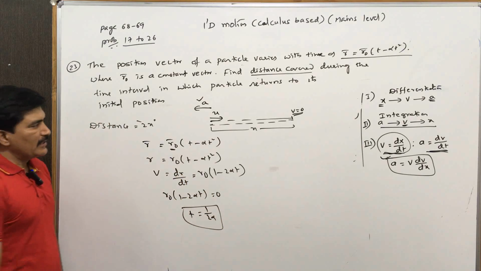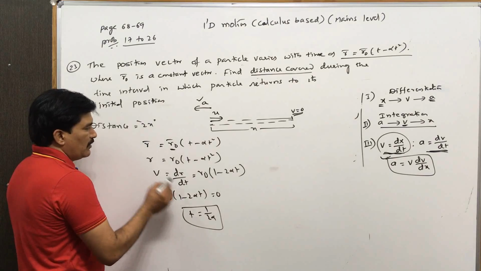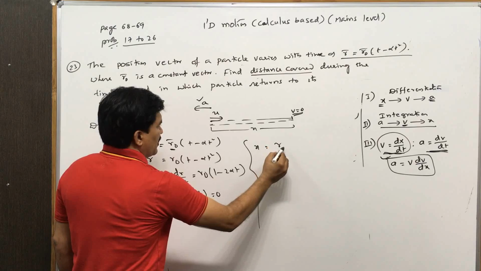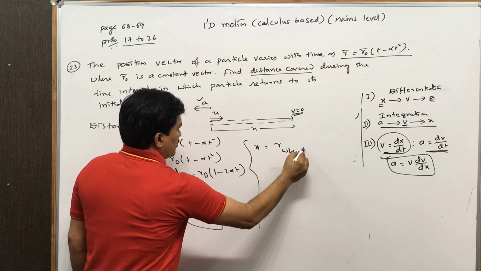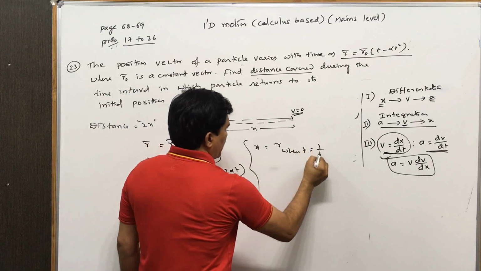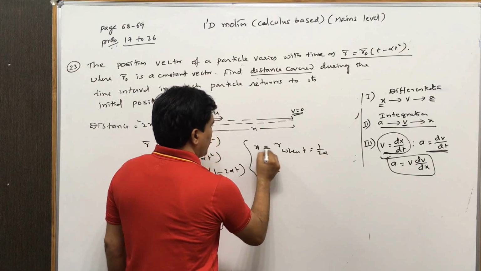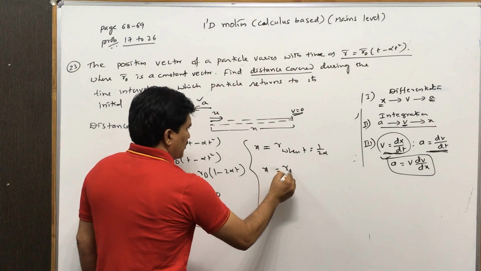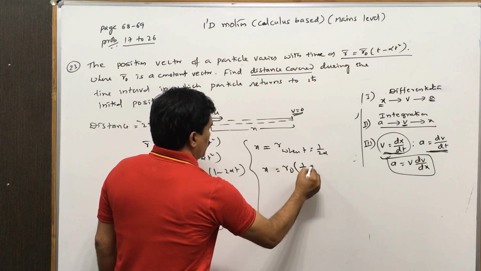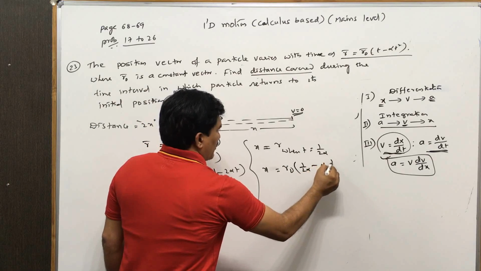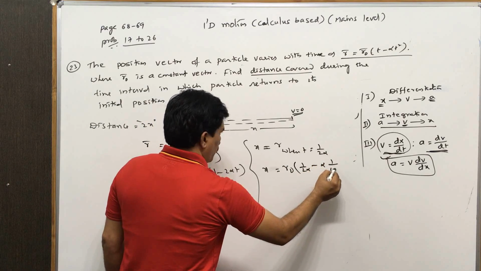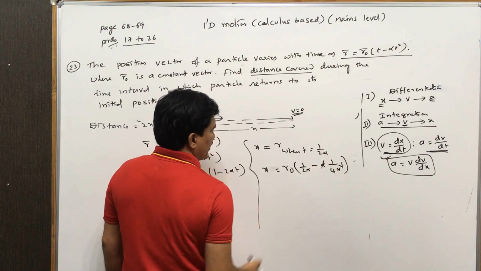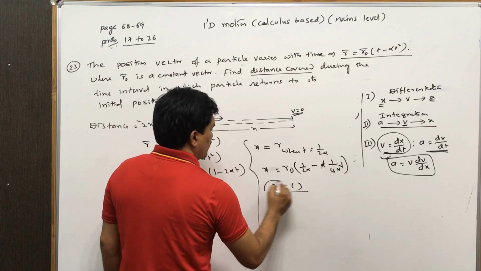So, as t is 1 by 2 alpha, what is the value of r that I have to see? That is nothing but x. So, x is nothing but the r value when t is equal to 1 by 2 alpha. So, x is equal to, in this, t is equal to 1 by 2 alpha, you substitute: r naught into 1 by 2 alpha minus alpha into 1 by 4 alpha square, t square means. Then this gets cancelled, you will get the x value. That is the required one.